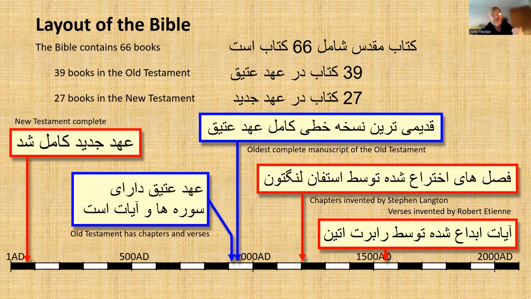But it means that you can refer to, I can say to someone, John chapter 5, verse 20, and it's the same for everybody. They all know the same place in the Bible is referred to by that reference.